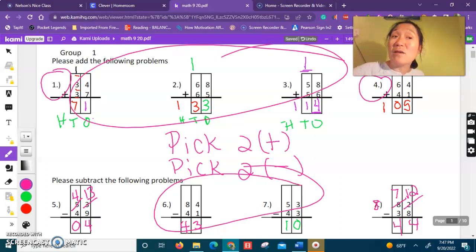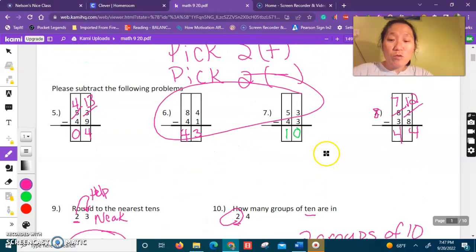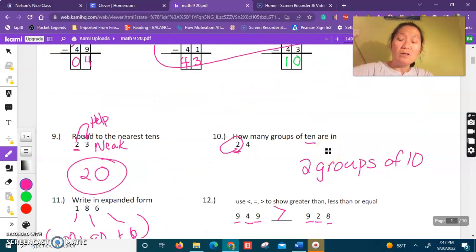Okay? Now, as you get better at them, you will have to do more. But for right now, pick 2, do 2. Then you are going to do questions 9, 10, 11, and 12 as well. Okay? So you'll do 2 addition, 2 subtraction, questions 9, 10, 11, and 12.